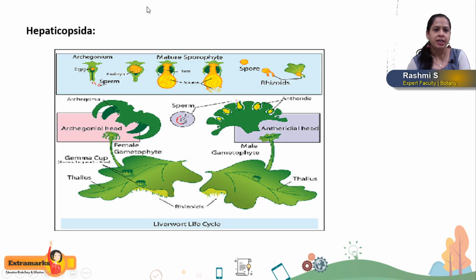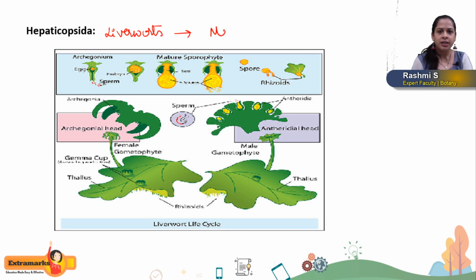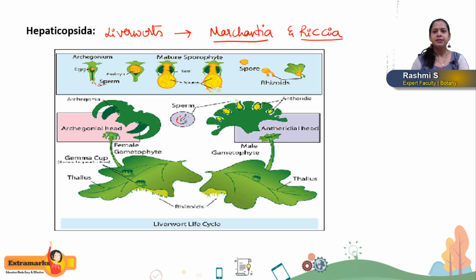So in this picture, we can understand how the fertilization and development occurs in the first division of bryophytes, that is Hepaticopsida, which includes liverworts. Examples of liverworts are Marchantia and Riccia. They are called liverworts because the thallus of these plants resembles the liver lobes, and hence they are called liverworts.